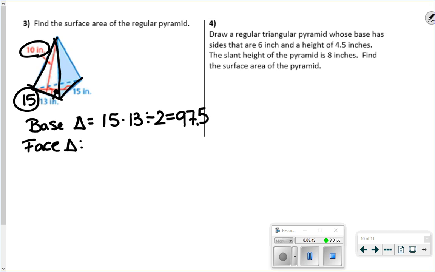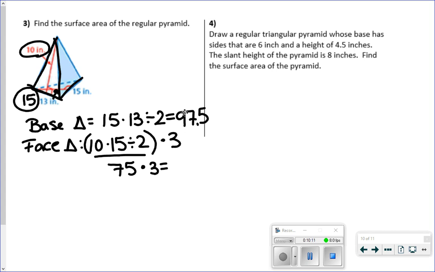Okay, so my face triangles, I'm going to do 10 times 15 divided by 2. That will give me the area for one triangle. Times 3 because I have 3 triangles. So 10 times 15, that's 150, divided by 2 is going to give me 75. All right, and then I'm going to multiply 75 times 3.